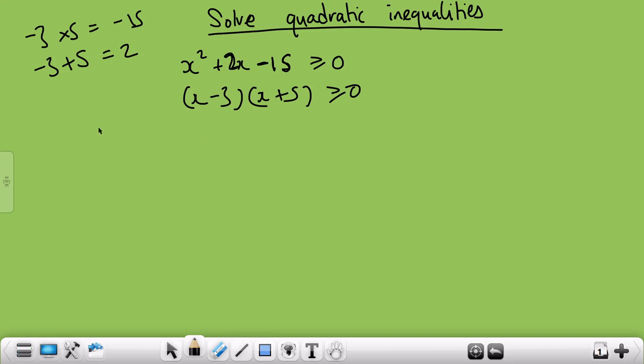The next thing we're going to do is sketch a graph of this. Remember, this is the quadratic expression broken down in its factorized form. To do a sketch of that, I need to find where this graph crosses the x-axis. And remember, where it crosses the x-axis, the y values are 0.